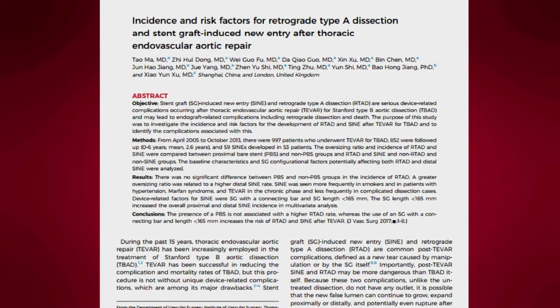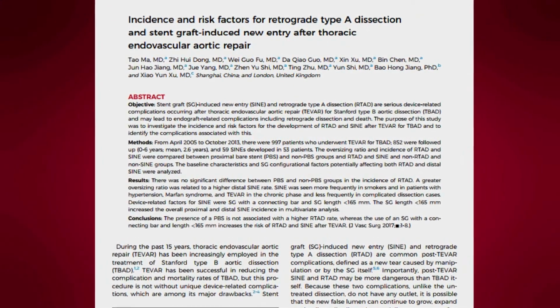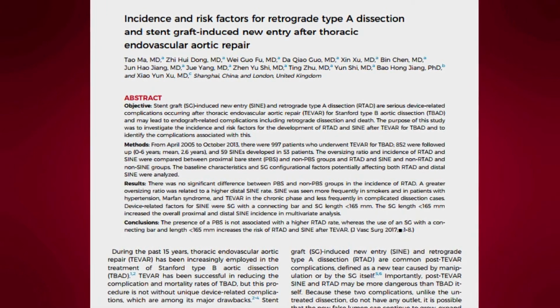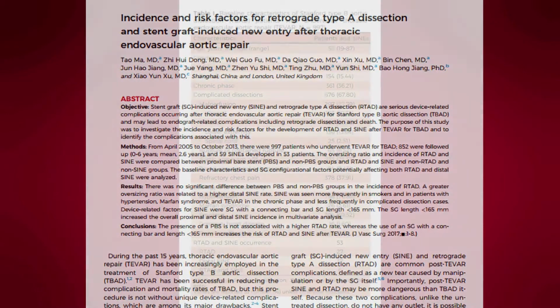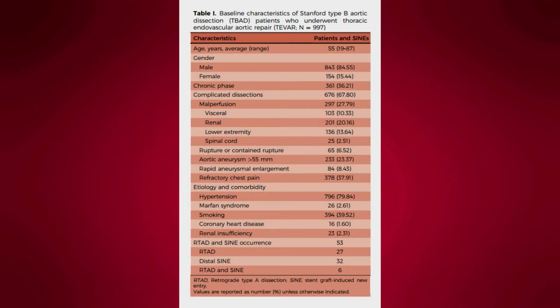The next paper, The Incidence and Risk Factors of Retrograde Type A Dissection and Stent Graft-Induced New Entry After Thoracic Endovascular Aortic Repair, by Ma and co-workers from Shanghai and London, is a retrospective study of 852 patients who underwent stent grafting for type B aortic dissection to determine which risk factors were related to stenting-induced new entries and retrograde dissection. A retrograde dissection developed in 3%, and a stent graft-induced new entry developed in 3.5%.